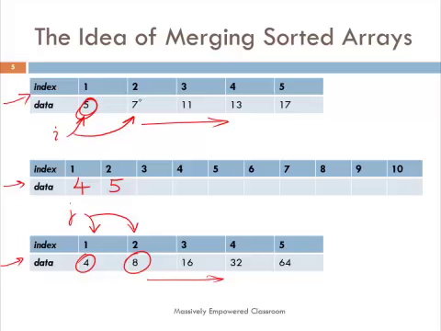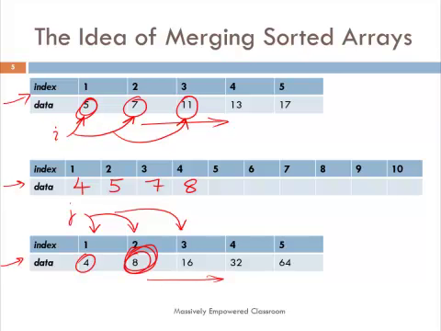So now we compare 7, which is pointed to by i, and 8, which is pointed to by j. In this case, 7 is smaller than 8, so I copy 7 here, and i gets advanced to its next element. j stays where it was. So now we compare 8 with 11. Whichever one is smaller, in this case 8 is smaller, we copy 8 to the next element of the resulting array, and now we advance j to point to the next element.